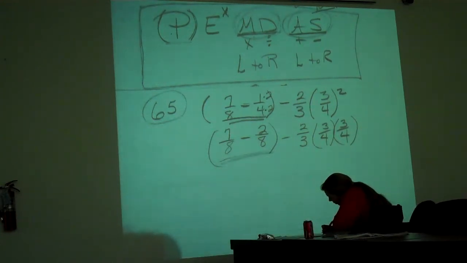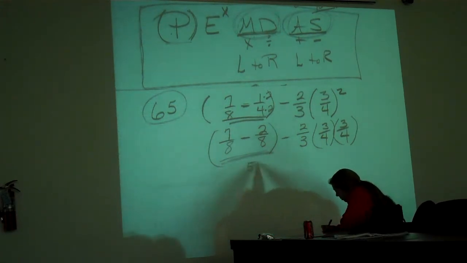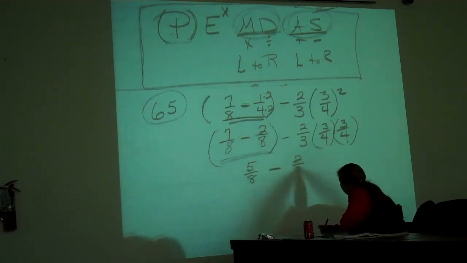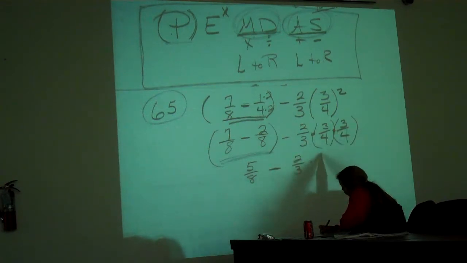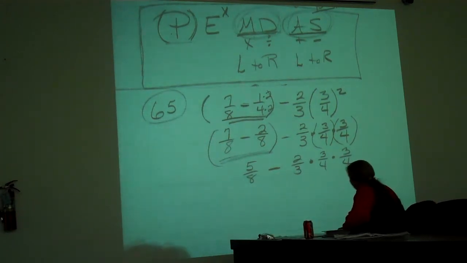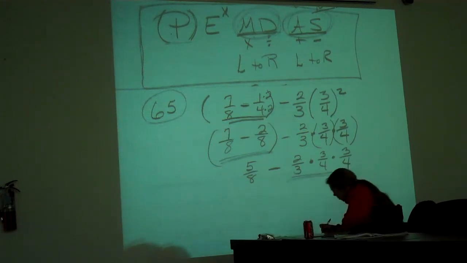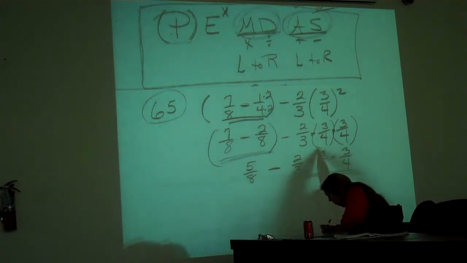Okay. Do this part first. 7/8 minus 2/8. 5/8. Minus all of this. These are all multiplied, aren't they? Because they're all touching. So let's just put times 3/4 times 3/4. What do we do next? Do the multiplication. Yeah, just do all this multiplied. Divide by 3, right? And 2, divide by 2.